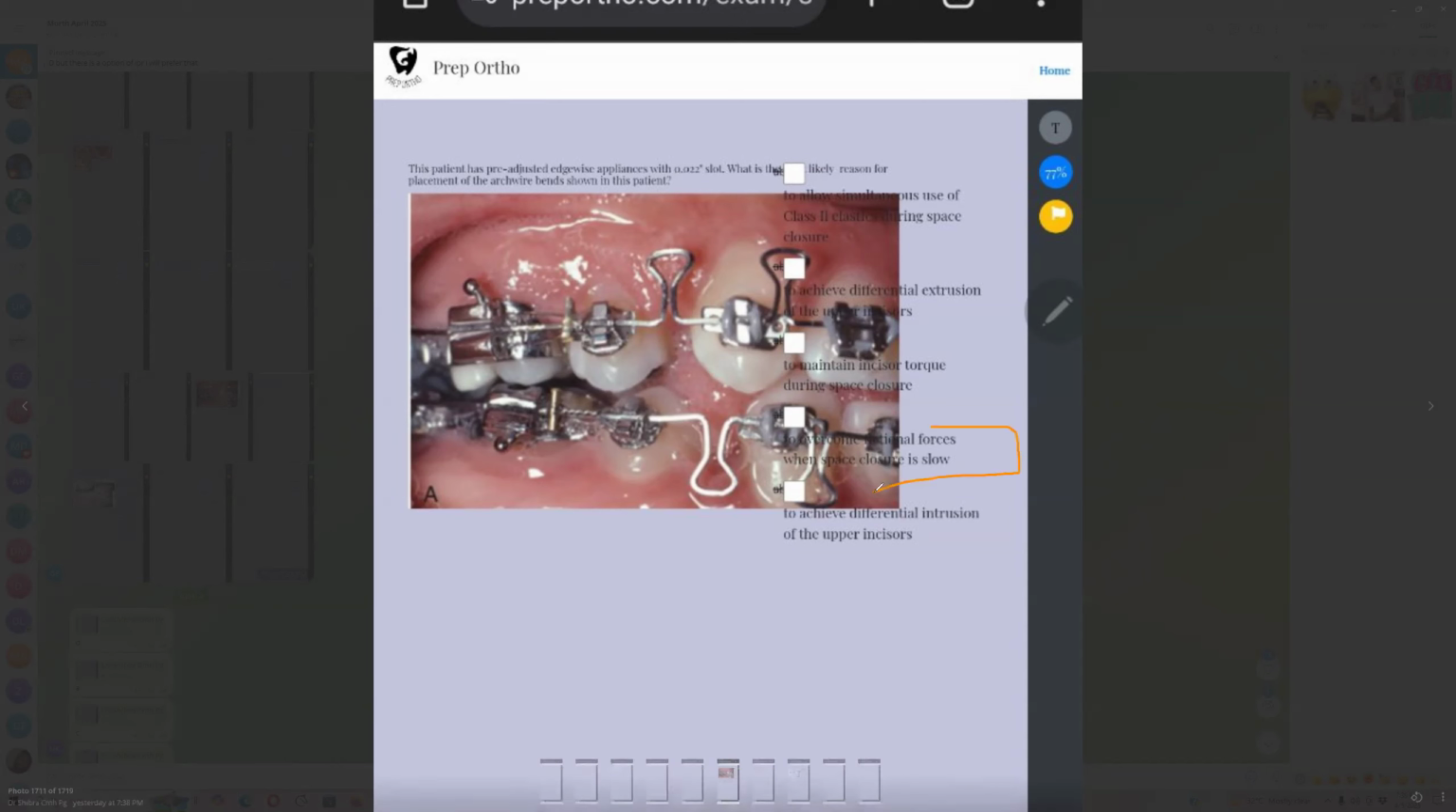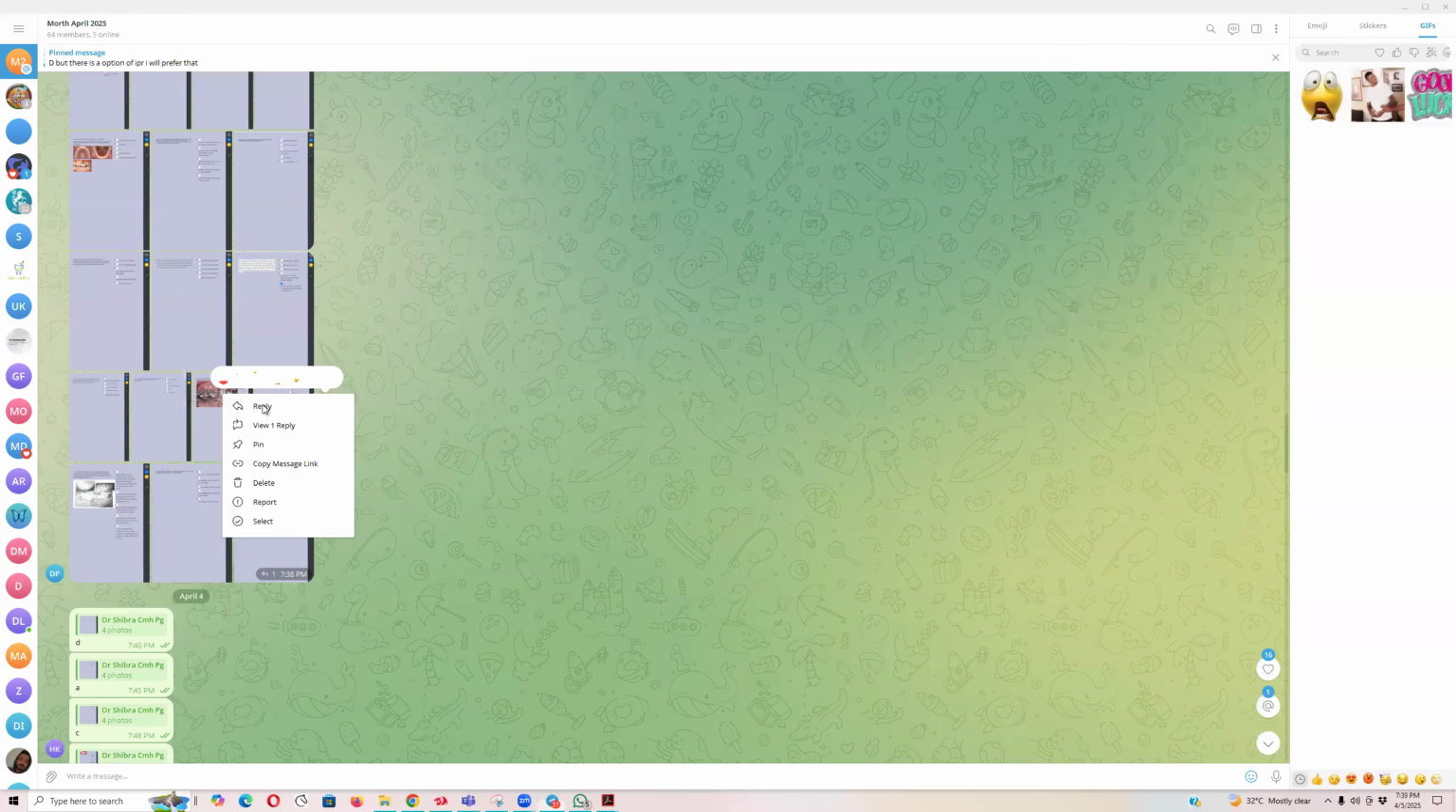And how will these bends overcome the frictional forces? Because we are not aiming for friction here. These are frictionless mechanics. Loop mechanics are considered frictionless mechanics. We're not aiming for guiding mechanics. Okay, thank you. So D here.